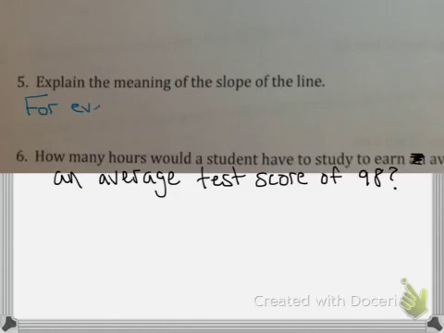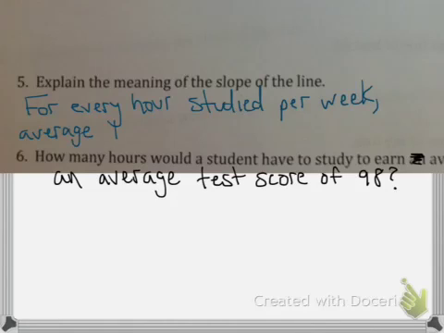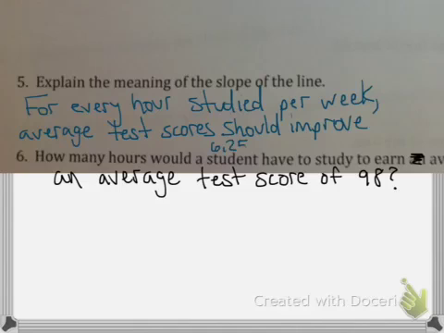So what we mean by that is the line represents hours of studying. For every hour a student studies per week, the average test score should increase or improve a little over 6 points. So if you add another hour of studying a week, your grade should improve by 6 points. Some of you might want to learn that.